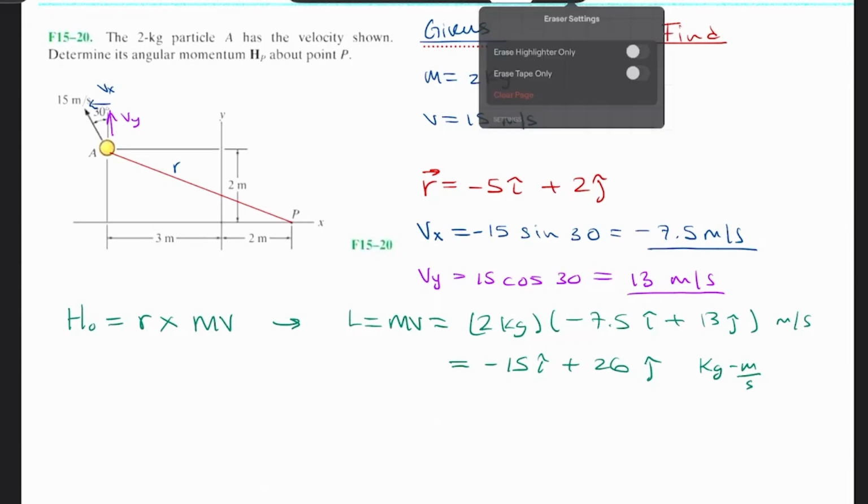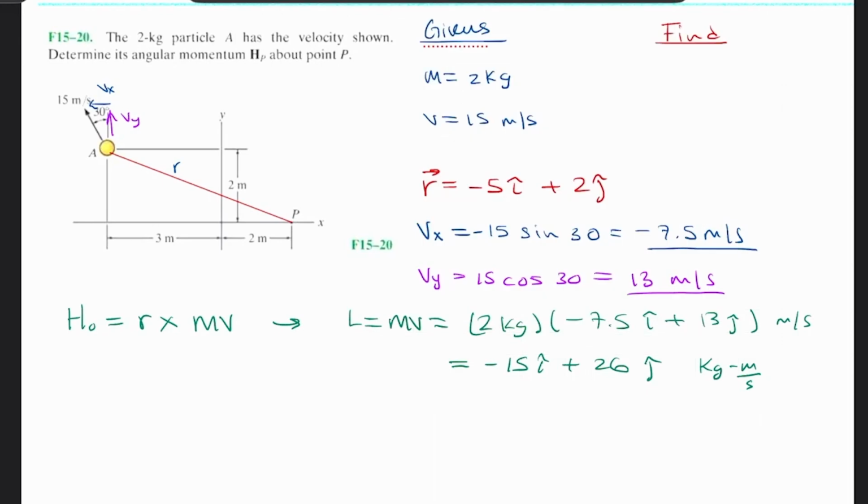Now we find the angular momentum about point P. The angular momentum about point P is equal once again to the cross product. So we have i, j, k. First we put our coordinates. We have negative 5 in the i for r, 2 in the j, 0 in the k, and for the momentum we have negative 15, 26, and 0. Don't forget the plus, minus, plus.